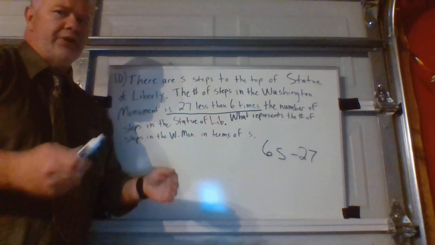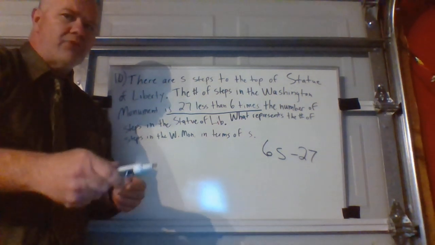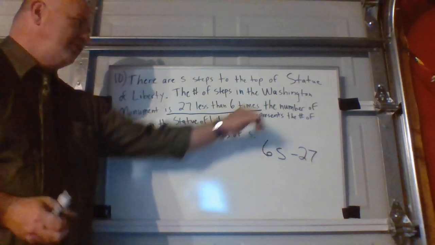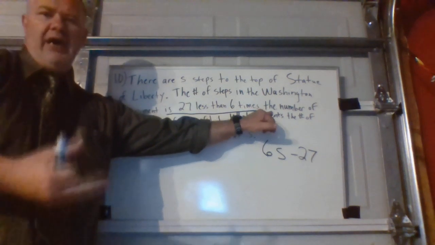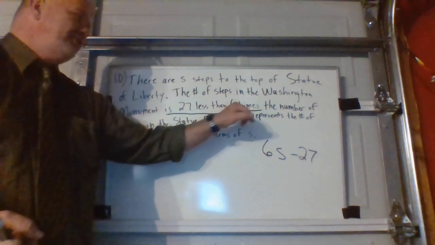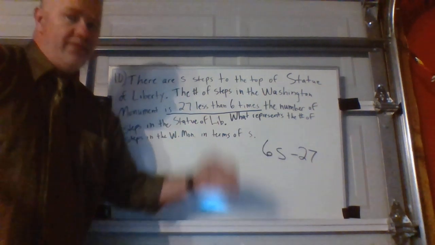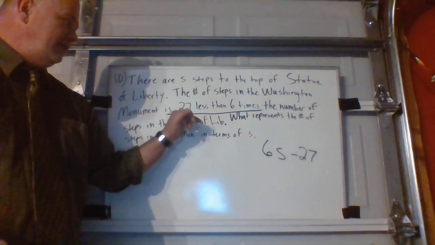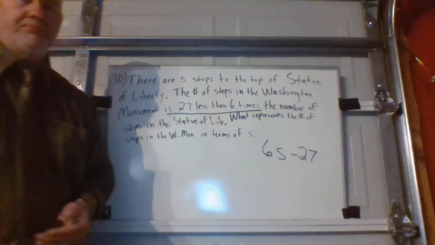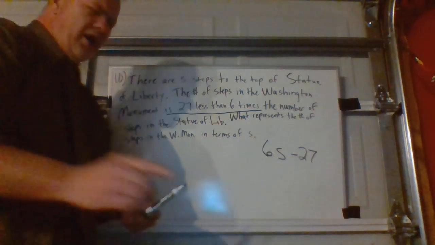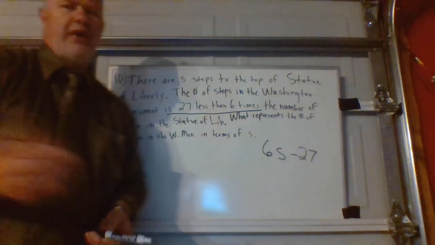So the key here is to think backwards and work backwards. Start with your unknown, the S or the question mark. Multiply that times 6, that's what we did, and then subtract 27 as your final answer. And this corresponds to, I'll look it up in just a moment. I think it's choice A, but we'll double check.